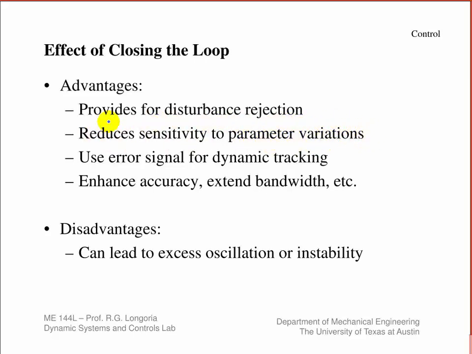Like in a cruise control, for example, if the mass of the vehicle changes, you don't want the speed control to change, obviously. So those are the two big ones. You provide rejection of disturbance, and also make the system insensitive to parameter variations in the system. The other thing that a feedback control can do is you can use that error signal to dynamically track.